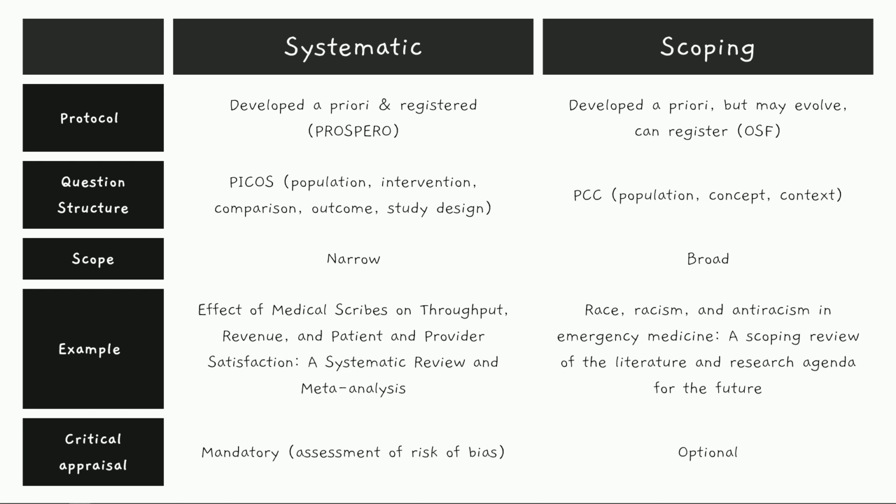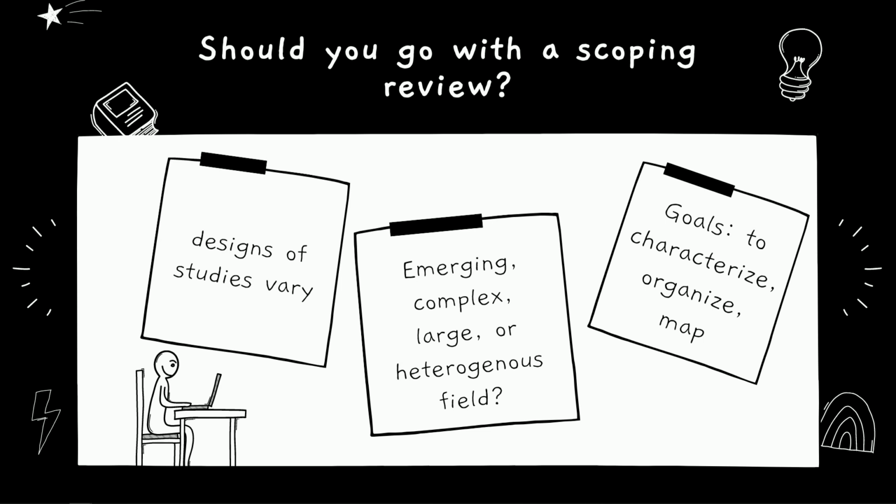Systematic review requires a mandatory critical appraisal of the literature that's included, and that's usually through a process of assessment of risk of bias. Scoping review doesn't require that, it's optional, but it does strengthen the robustness of the findings. So there's 3 questions you should ask yourself if you're deciding between these two methodologies. As you do a preliminary search, are you finding that when you look at your research question the study designs vary? Maybe some are more quantitative in nature, maybe some are qualitative. Are you recognizing that you're investigating an emerging, a complex, a large, or a heterogeneous field? And is your goal to characterize, organize, or map? If yes, it's probably for you.